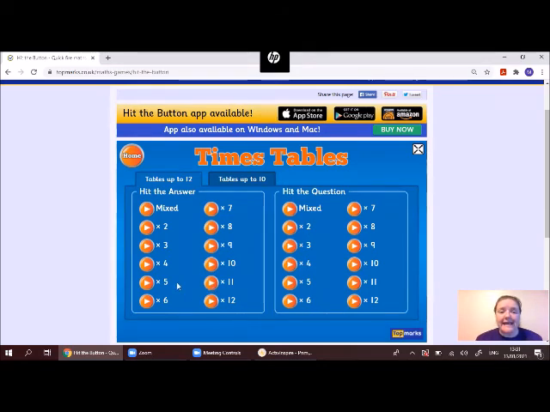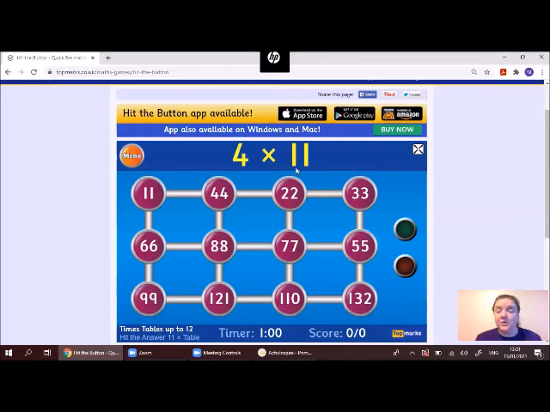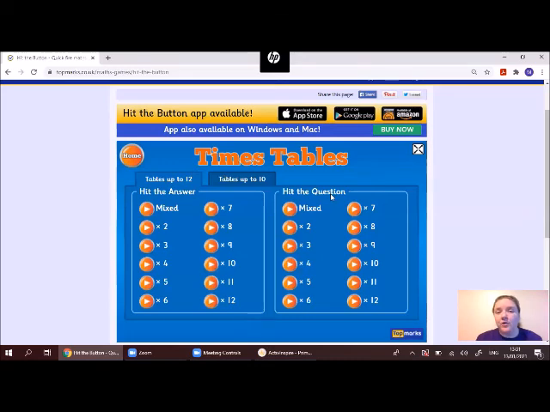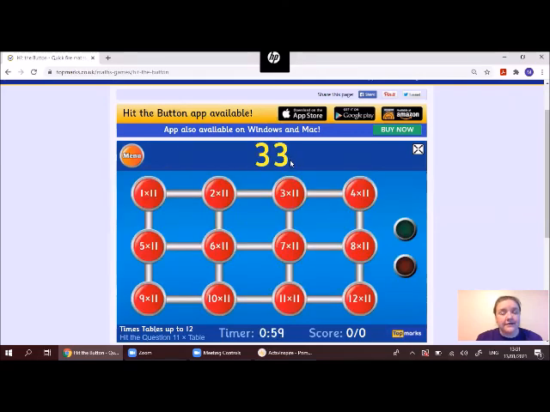You can either play Hit the Answer, where as we go into it, it gives you a question and you have to find out the answer and hit the right button. Or you can do Hit the Question, where if we go into the 11s, it tells you the answer and you have to hit the right question. Maybe try a mixture of the two just to test your skills.